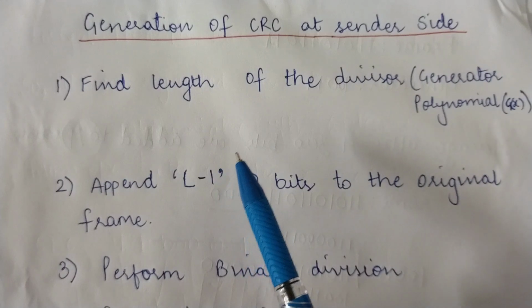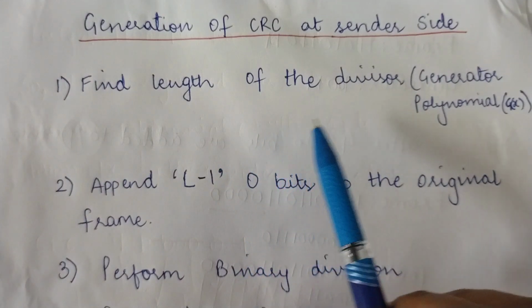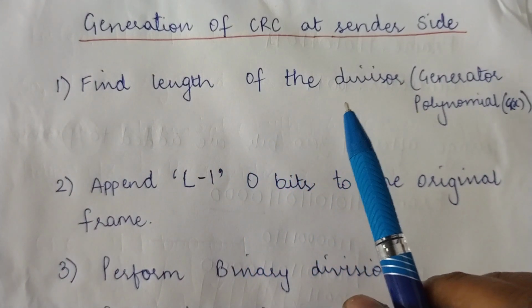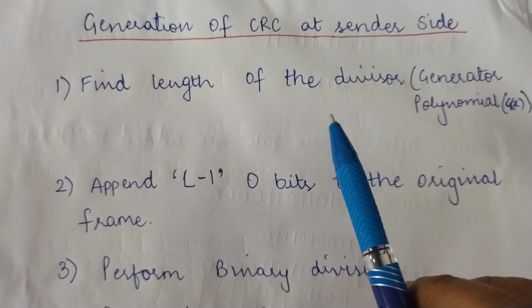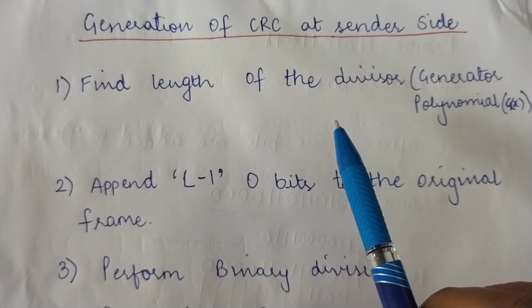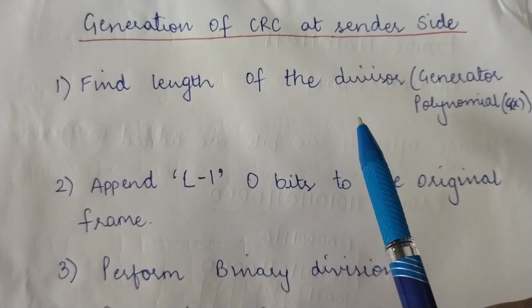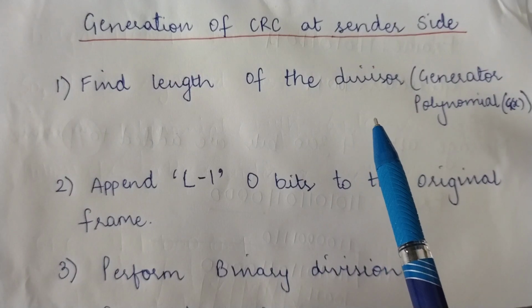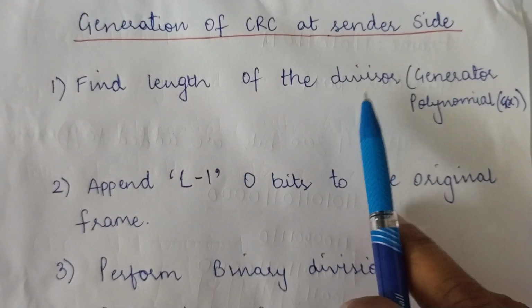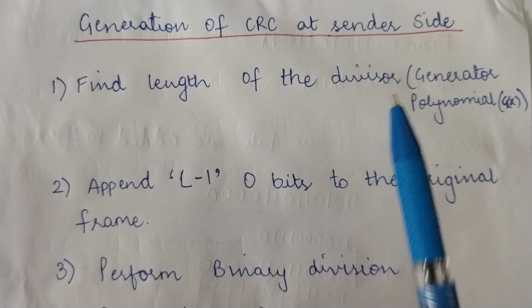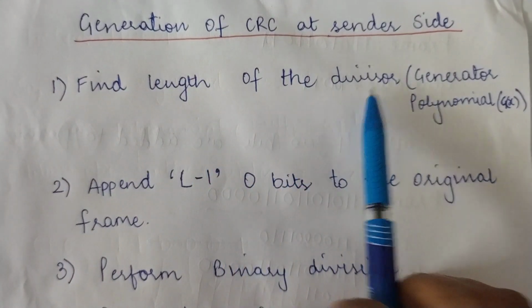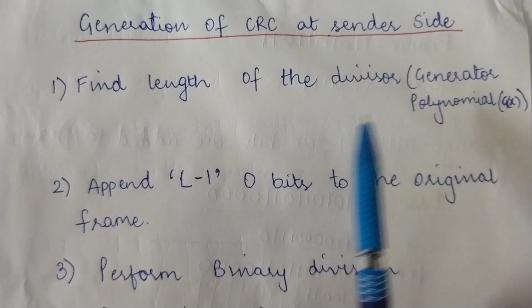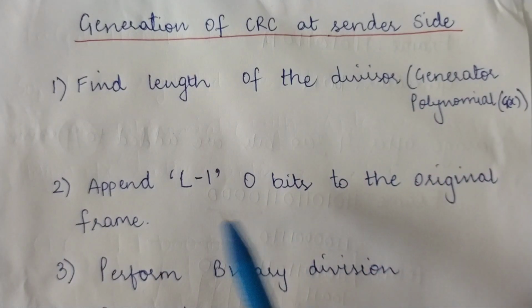So the first step is that, first of all, you have to find out the length of the divisor. Now when you are given a question wherein you have to generate CRC, you will be given the bit string of the frame and you will be provided with the bit string of the divisor, right? So all you have to do is find the length of the divisor that you are provided with. How will you do that? By counting the number of bits in the divisor.